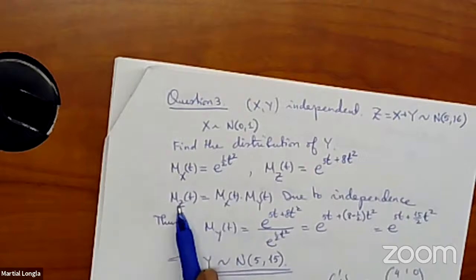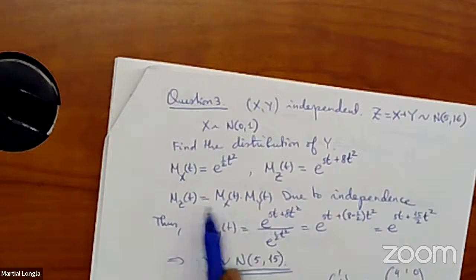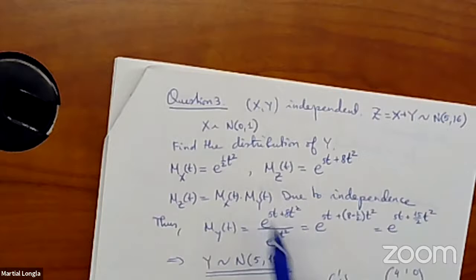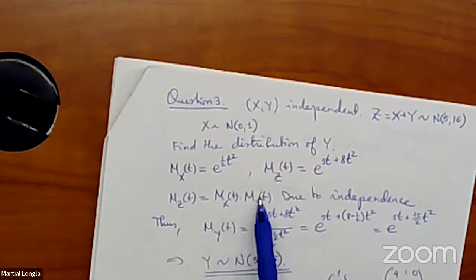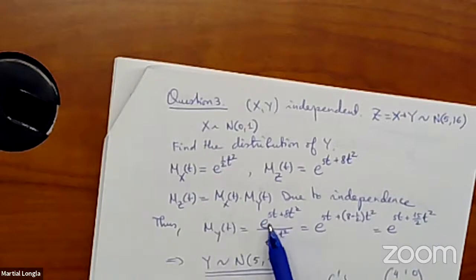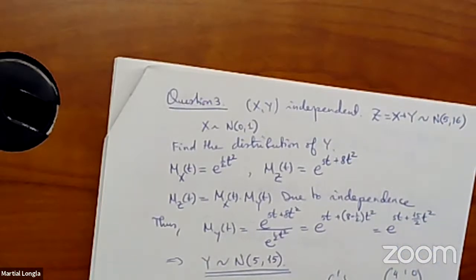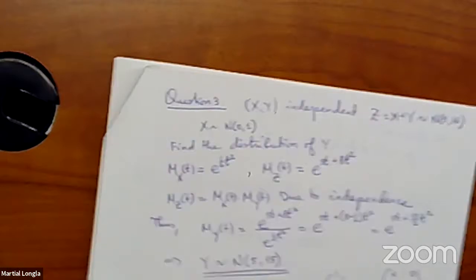And then you know that because X and Y are independent, the moment generating function of Z is equal to the moment generating function of X times the moment generating function of Y. And therefore, you can solve for the moment generating function of Y to find that it is the ratio. And then you divide to get e to the 5t plus 15/2 t squared. And this, you can recognize as the moment generating function of the normal distribution with mean 5 and variance 15.